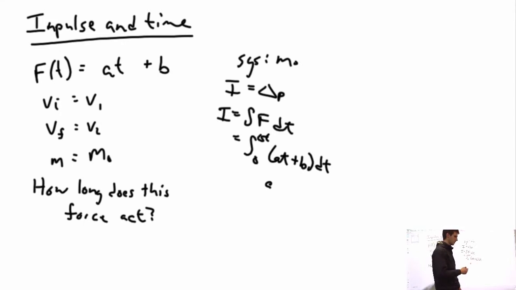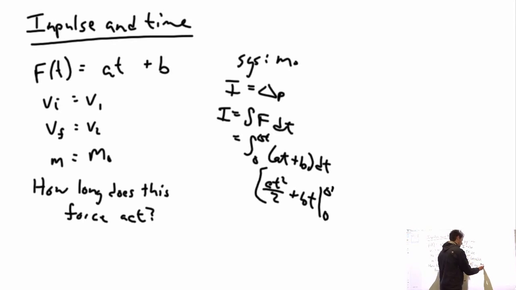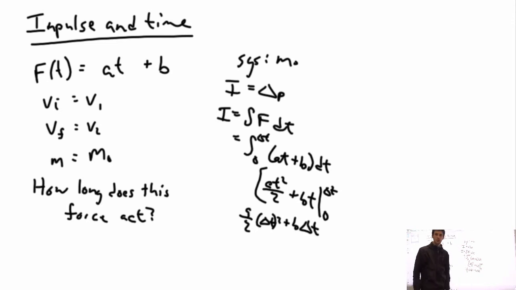I'm going to get a t squared over 2 plus bt, and I'll apply the bounds from 0 to delta t. Then if I plug in, I'll get a over 2 times delta t squared plus b times delta t. So that right there is my impulse.